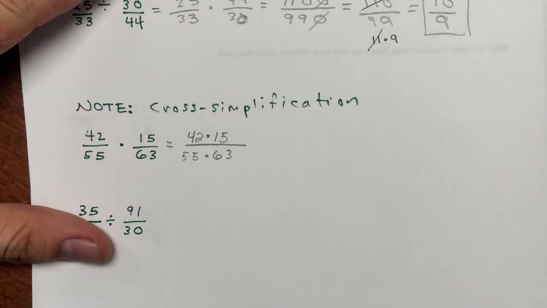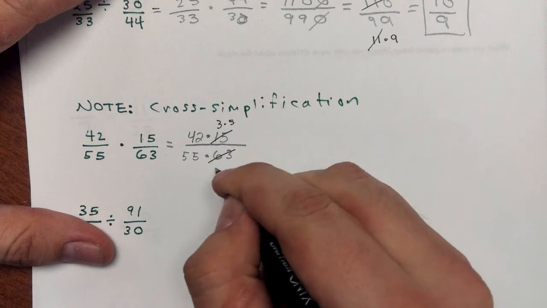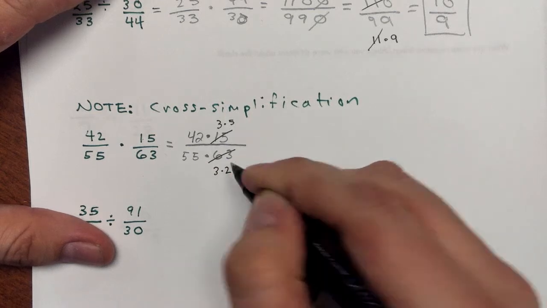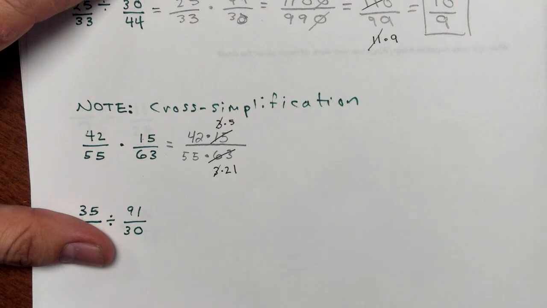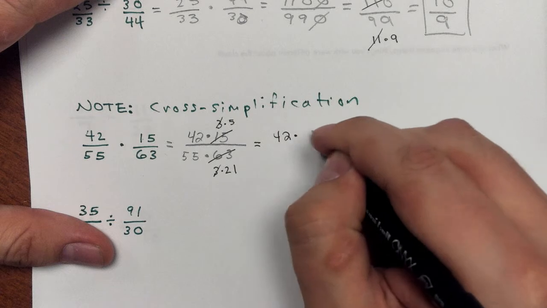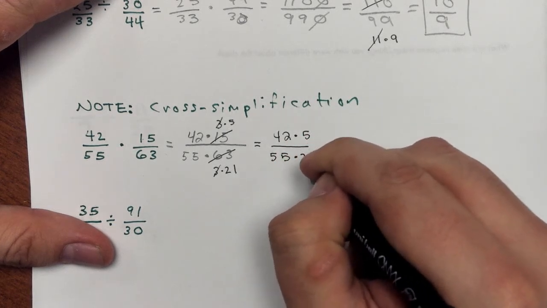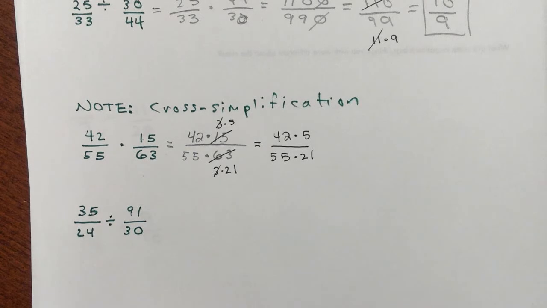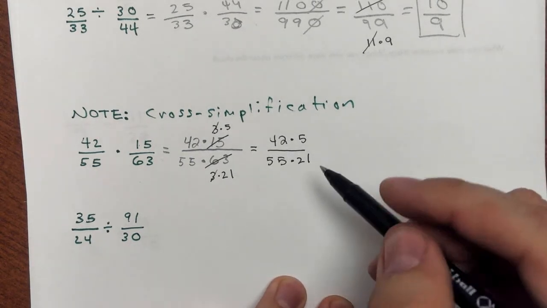15 and 63 are both divisible by 3. 15 is 3 times 5. 63 is 3 times 21. So then I see the common factor of 3. I can get rid of those. All right? So let me rewrite this a little bit. I now have 42 times 5 over 55 times 21. As you get more used to this process, you'll be able to see where you can do this very quickly.